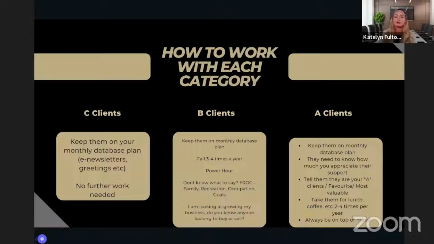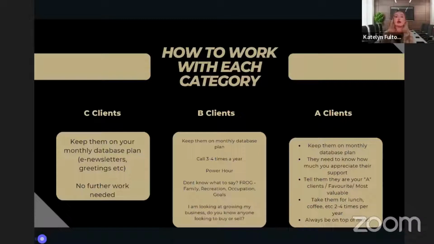Now, A clients, I would say honestly, just have 10. Like you don't need to have 50, 100 A plus clients. You may only have 2. So if you're just taking 2 people out for lunch a couple times a year, it's not that hard to maintain.